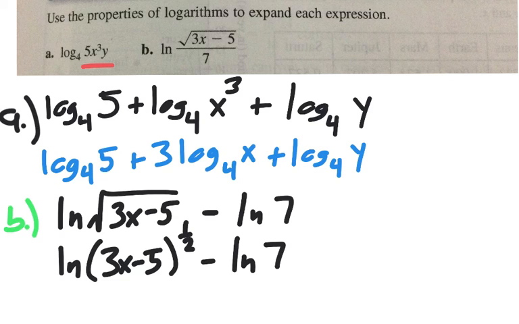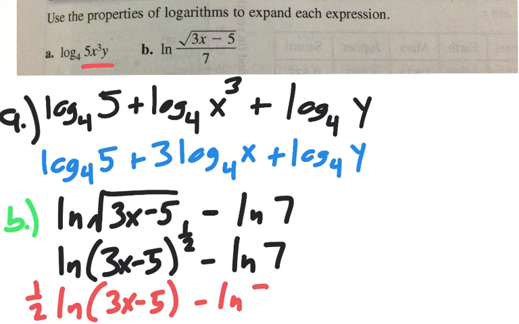Now I have an exponent of an argument I can rewrite as multiplication. So I have 1/2 natural log of 3x minus 5 minus the natural log of 7. And now same thing, make sure you still have parentheses around that to let me know I'm taking the natural log of all of that, 3x minus 5. Now, can I simplify this? Yeah. To what?